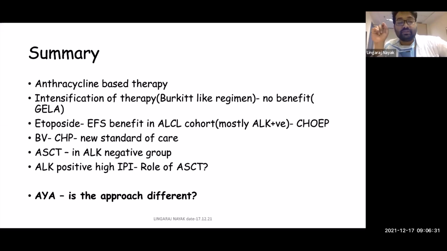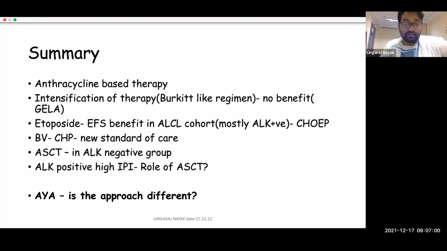Now, BV-CHP is the new standard of care if the patients have the money or means to take it. Now, autologous stem cell transplant upfront should be limited to the ALK negative group and ALK positive high IPI. Now, I told you the ALK positive group do very well. But the ALK positive high IPI is one group which is not doing that great. Whether you should do transplant in that group or not, that's still not settled. Now, how do you want to treat AYA, that is adolescent and young adult; whether the treatment approach is different as compared to adults.